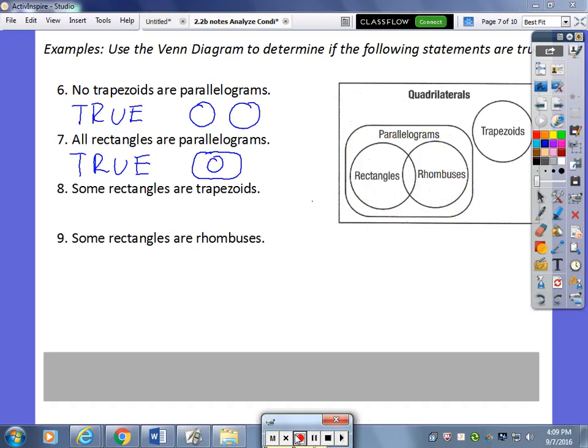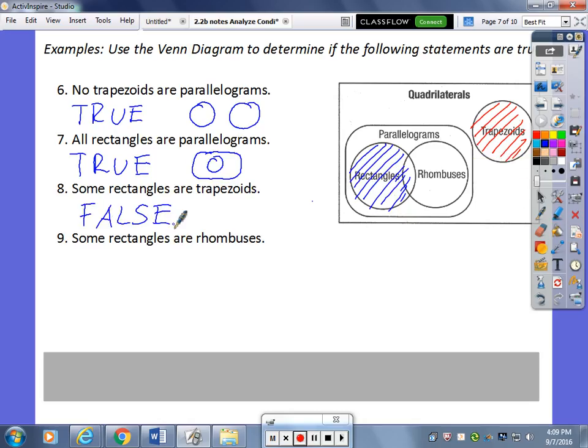Let's move on to the next one. Some rectangles are trapezoids. Now we got our rectangles here. You already know where they are. And we got our trapezoids over here. Do you see any overlap between these two circles? I don't. So in other words, this statement is false. For a statement where some elements of one set are part of another set, the Venn diagram would have to look like two circles that have at least a part where they overlap.